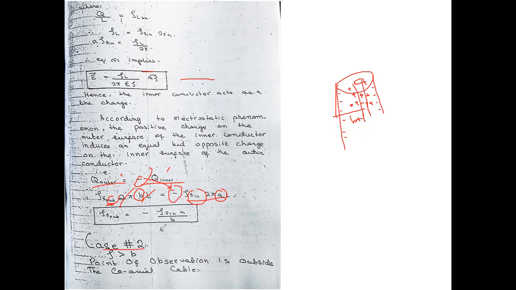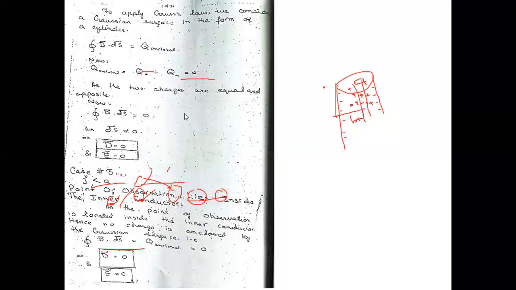Now the second case is that we have to take rho greater than B, meaning the point of observation is somewhere here. Now rho is greater than B. So what actually will happen? To apply Gauss's law, we consider a Gaussian surface in the form of a cylinder. This is the Gaussian surface. A Gaussian surface means any closed surface which obeys Gauss's law.